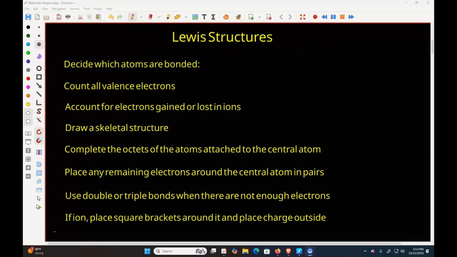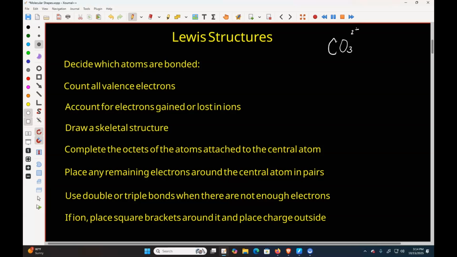Let's go over the technique of drawing Lewis structures. First thing you need to do is decide which atoms are being bonded. Let's take an example of a compound such as CO3 2 negative. We need to count up all of its valence electrons.